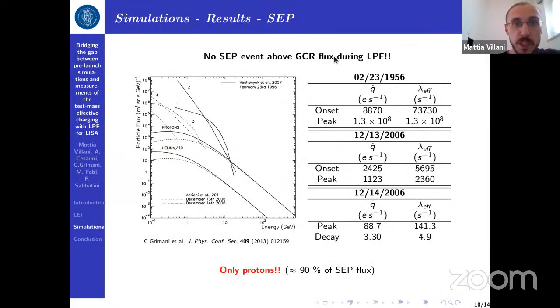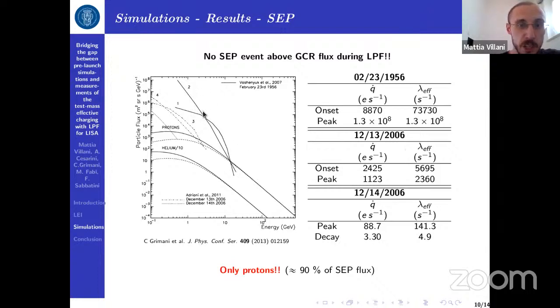During the LISA Pathfinder mission, no SEP event with a flux above the background of galactic cosmic rays was detected. So in order to test the effect of SEP on LISA, we had to consider 3 historical SEPs. We chose one from 1956, which is a very strong event measured on the ground with a neutron monitor, and 2 from 2006 measured in space by PAMELA, which are weaker.